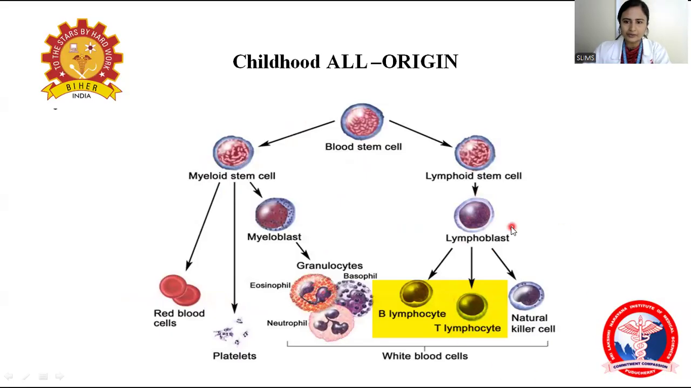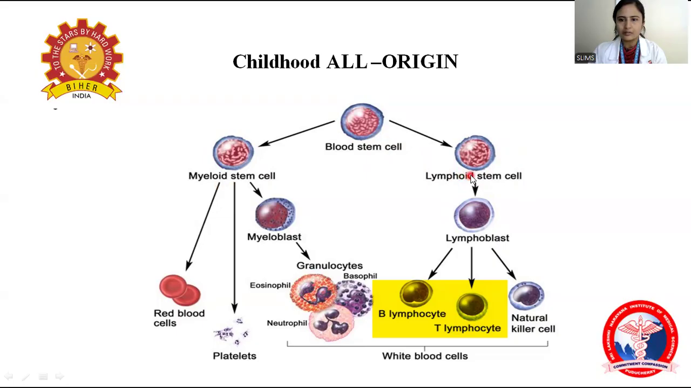Before going to the pathophysiology, we will go through the normal physiology of our blood stem cells. Everyone has multipotent, pluripotent, hematopoietic stem cells. These stem cells can differentiate into multiple cell types, so we call them pluripotent stem cells. First, this stem cell from the bone marrow can differentiate either into myeloid stem cells or into lymphoid stem cells. After differentiation into the myeloid and lymphoid lineages, they go according to their lineage.